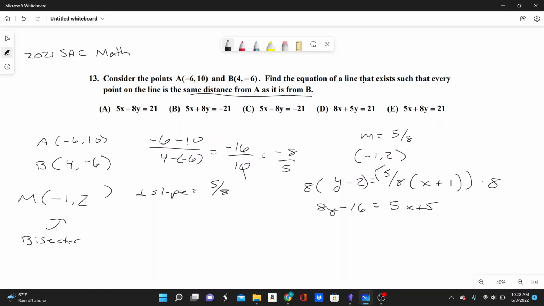Looking at the answer choices again, we see that we want to get our x's and y's on one side, and then our constant on the right-hand side. So that's what I'm going to do next. I'm going to move the 8y over to the right-hand side, I'm sorry, the left-hand side. 5x minus 8y, and then I'll move the 5 over to the right-hand side and get -21. And let's see if this matches any of our options. We have 5x minus 8y equals -21, and that would appear to be answer choice C.